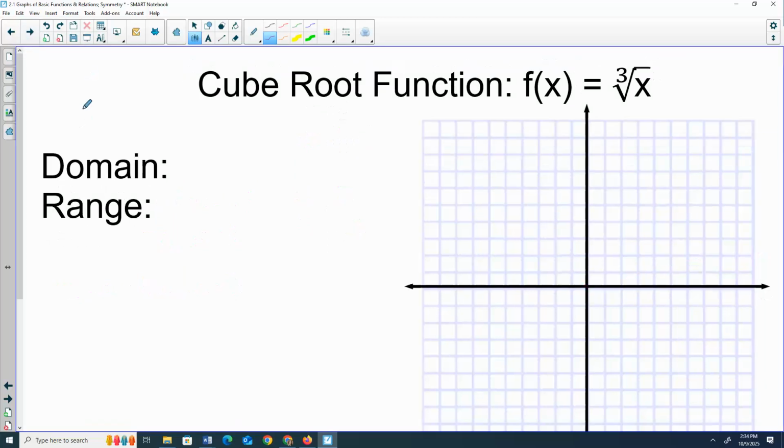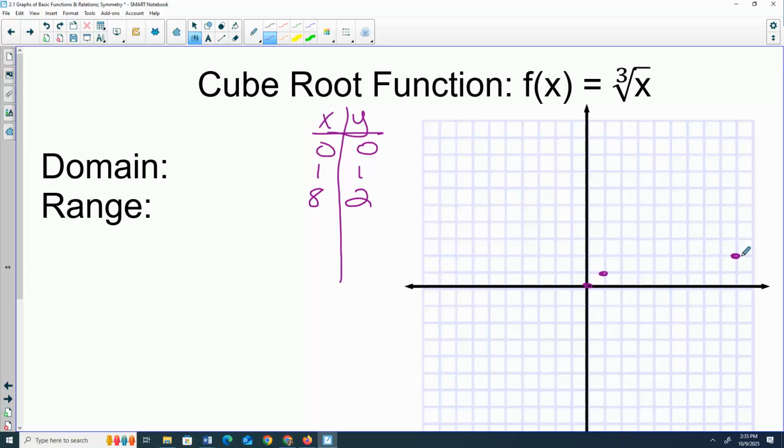More slides. Cube root. So if I make a T-chart, cube root of 0, cube root of 1. Okay, can I do 2? What would be a nice one? 8. The cube root of 8 would be 2.